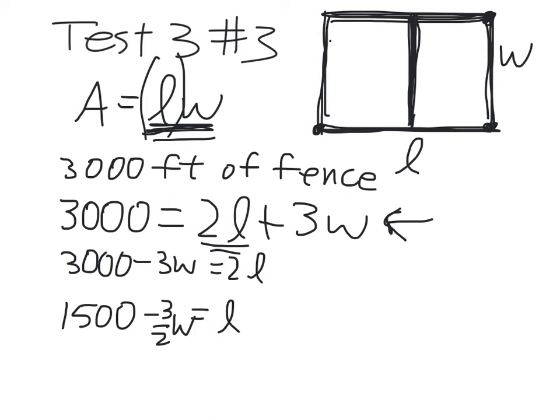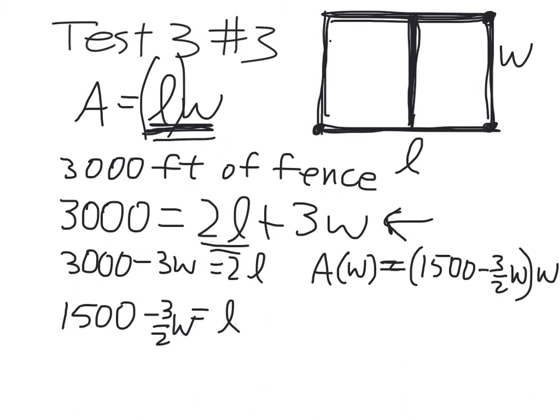Plug that into the area, and by doing that, we now have area as a function of our variable w. We usually see f of x as function notation; well, here we can write A of w, and that's going to be 1,500 minus 3/2 w times w. Length times width is now a function in the one variable w. And I would suggest going ahead and multiplying through so our function is a little bit easier to work with.